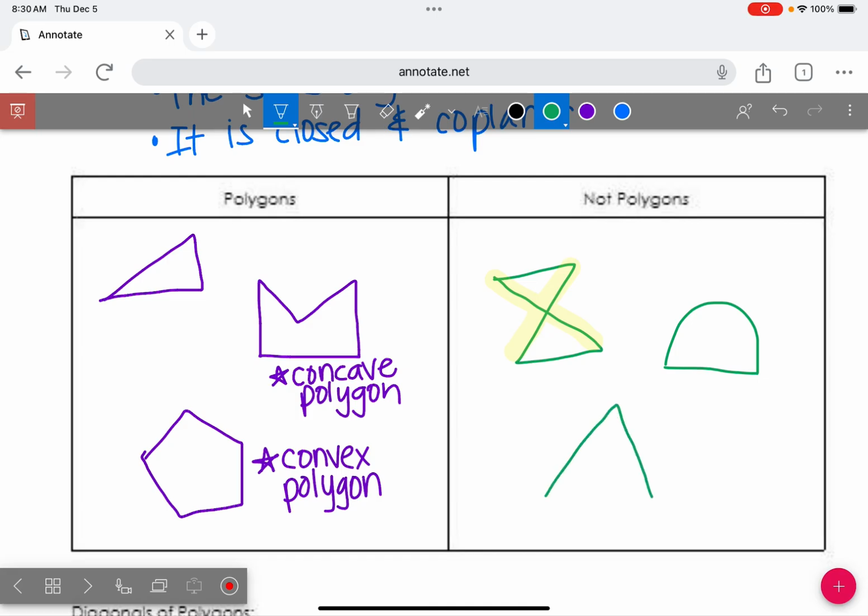Also, a shape that looks like this would not be a polygon because it has a curved side, and something that looks like this would not be a polygon because it is not closed.